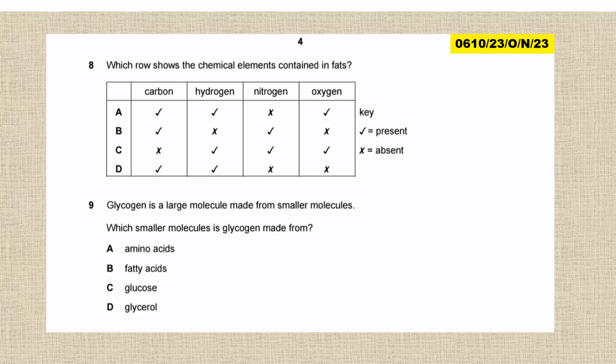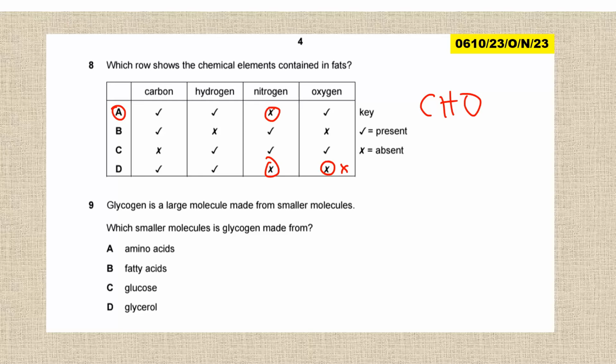This is paper 2, variant 3, October-November 2023. Which row shows the chemical elements contained in fats? So fats contain the same as carbohydrate, carbon, hydrogen, oxygen. So it shouldn't be nitrogen. So nitrogen should not be ticked. So we are targeting this one or this one. Now the fact that this one is not ticked is not the answer. So the answer is A.